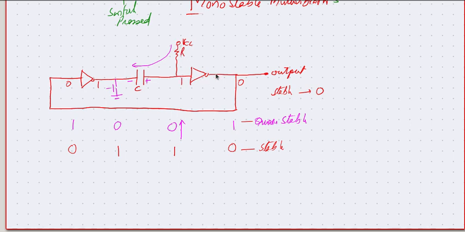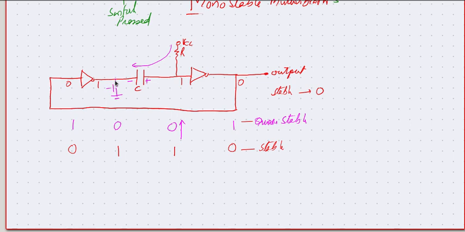Now what is happening is, under stable state, we want the output to be 0. That means this should be 1. 1 means VCC, this end is VCC, this end is VCC. Therefore the voltage across the resistor is 0, no current is flowing, and hence it doesn't disturb the capacitor. 0 here, 0 here, 1 here, this is 1, 1. So that's the stable state.